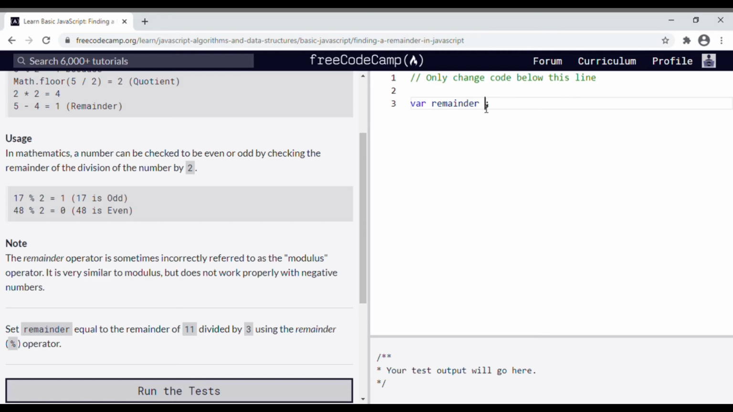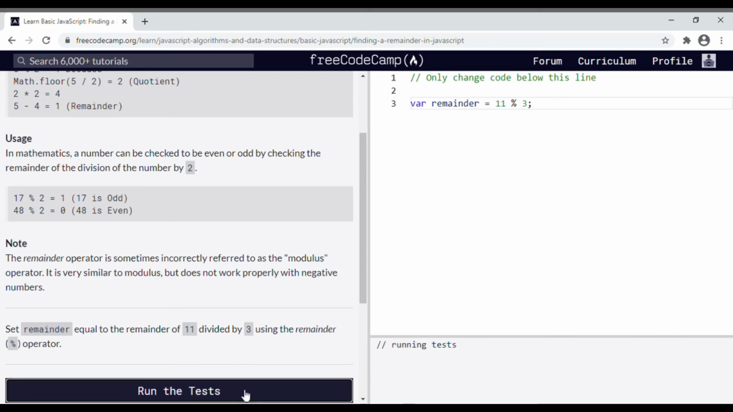So it says set the remainder to 11 divided by 3. Yep. What, equal sign, didn't I? Yep. So let's run this.